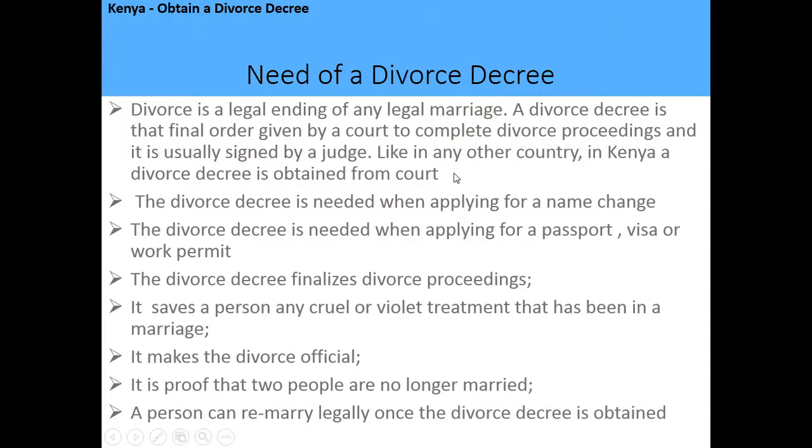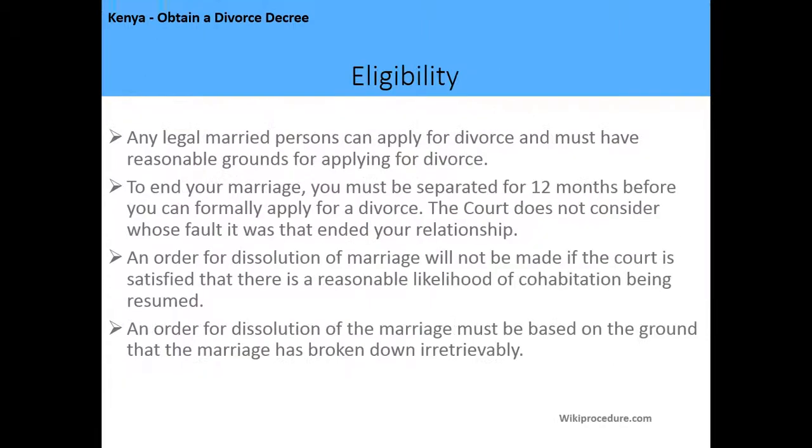A divorce decree is needed when applying for a name change. That's one of the uses. The divorce decree is also needed when applying for a passport, visa, or work permit. A divorce decree finalizes the divorce proceedings. It saves a person from any cruel or violent treatment that has been in a marriage. It also makes the divorce official, even after a period of separation, and it is proof that the two are no longer married. And finally, a person can remarry legally once the divorce decree is obtained.